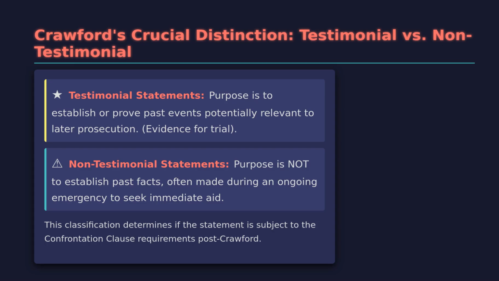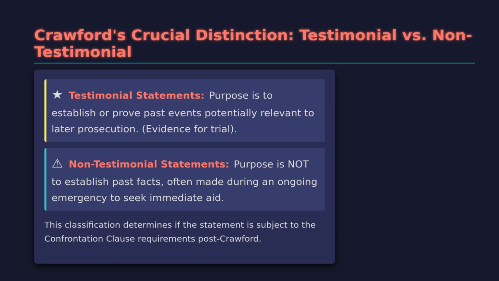The right to confront witnesses only applies to statements that the Confrontation Clause is designed to regulate. Following the landmark decision in Crawford v. Washington, the Supreme Court established a critical, bright-line distinction, whether the statement is testimonial or non-testimonial. This classification dictates whether the statement is barred unless the declarant is unavailable and was previously cross-examined. Testimonial statements are those made under circumstances that would lead an objective witness reasonably to believe that the statement's ultimate purpose is to establish or prove past events, potentially relevant to later criminal prosecution. Think of formal statements given to police regarding what happened yesterday.